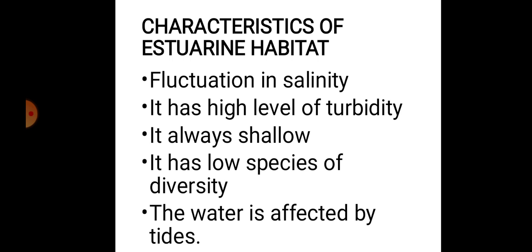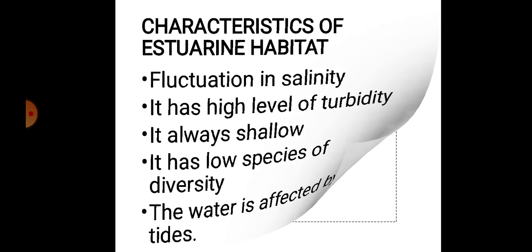Now let us look at the next one. The water is affected by tides. Remember what tide is? The alternate rise and fall of the water level. So estuarine water is controlled, or is being affected, by this tide action. When the water is full, the water will flow into the land and form an estuarine water body. So the water is affected by tides. Those are the characteristics of estuarine water habitat.